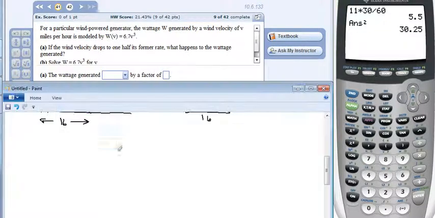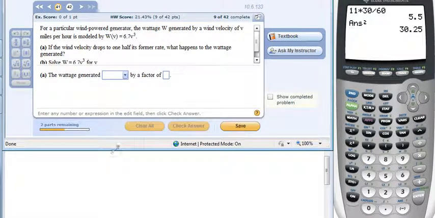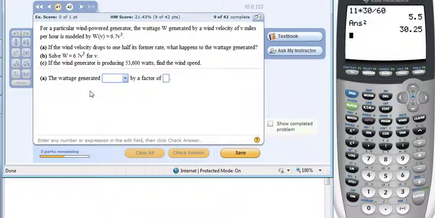I think these are pretty self-explanatory. Label, input, output. What is your V? This is your velocity. What is your W? It's your wattage. So a generator depends on the speed of the wind, right? The speed of the wind is determining how much wattage it generates.